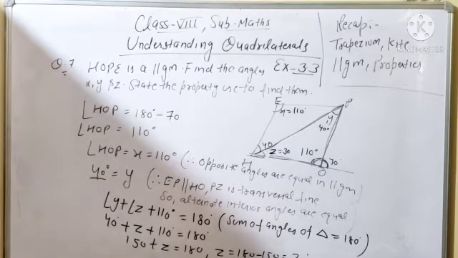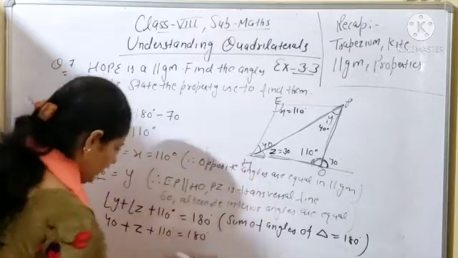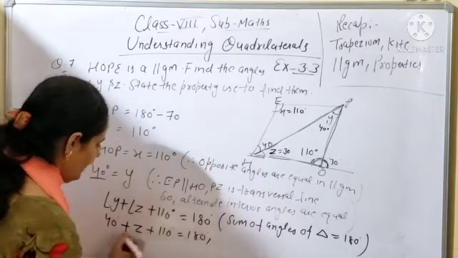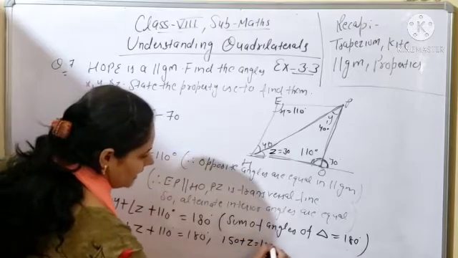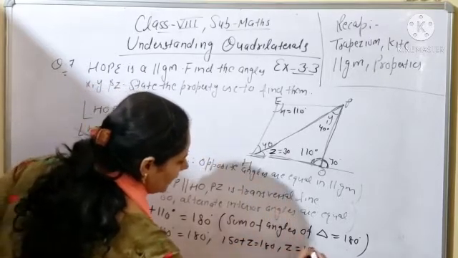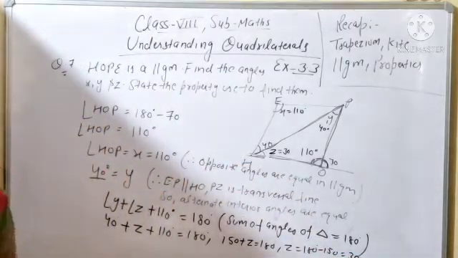So you have to find out all the unknown angles by using the property. Okay, the last line is not visible. Okay, beta, I am writing here. 40 plus Z plus 110 is equal to 180. So 40 plus 110, beta, is 150, plus Z is equal to 180. So Z will be equal to 180 minus 150. So you will get the answer 30 degrees. Clear? Z will be equal to 30 degrees.